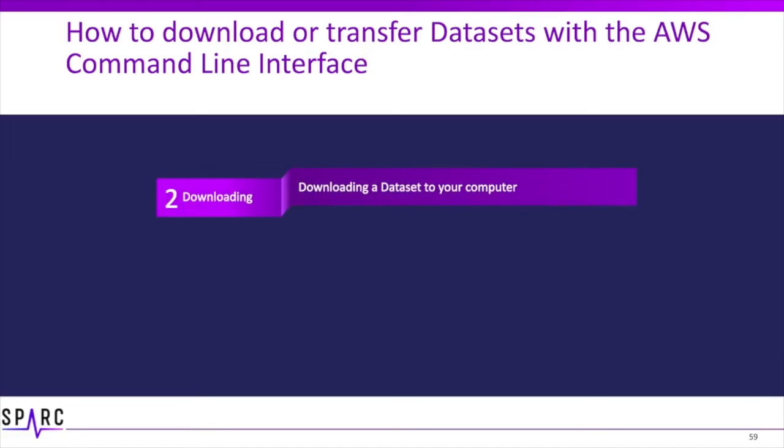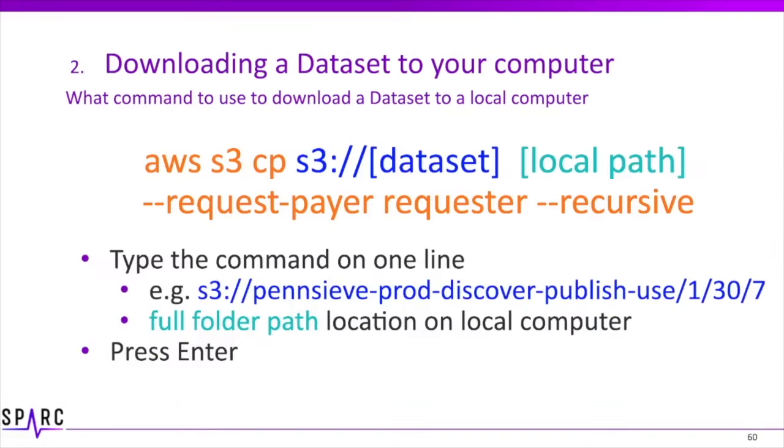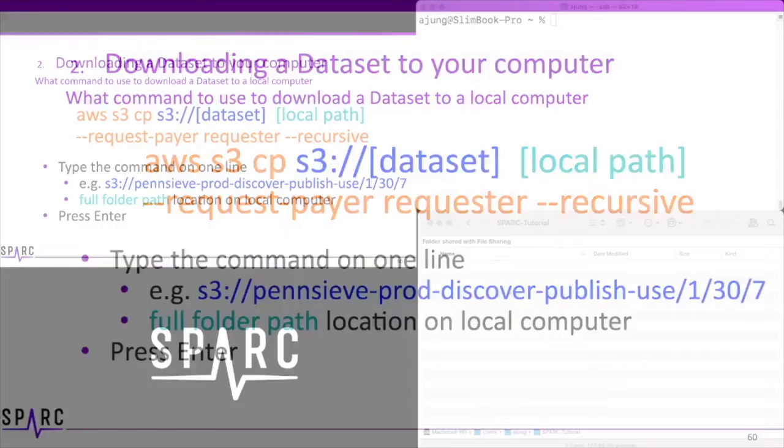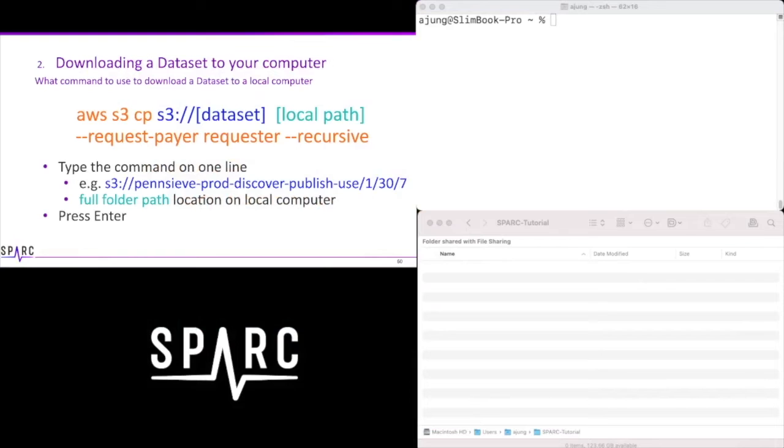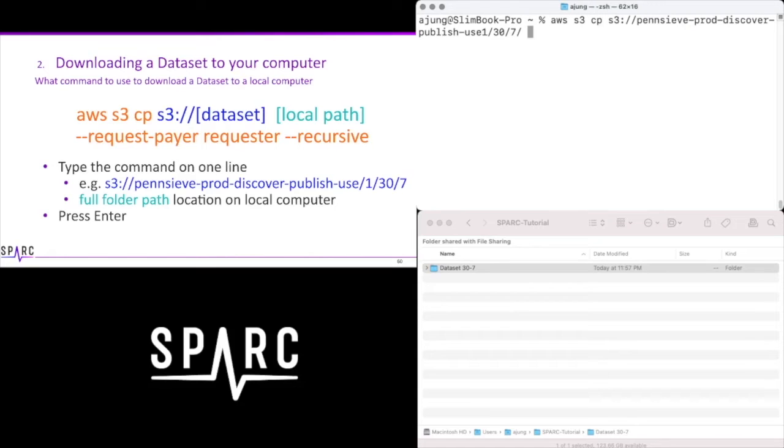In this step, we will download a dataset to your computer. We need to use the following format to download a dataset to our computer. Type the command on one line and press enter after. In this example, I am going to download dataset 30 revision 7. The first step is to create a folder on your computer to house this dataset download. In the command line, we want to type in the following: aws s3 cp for copy, the S3 URL, the local path where you want to put your dataset.